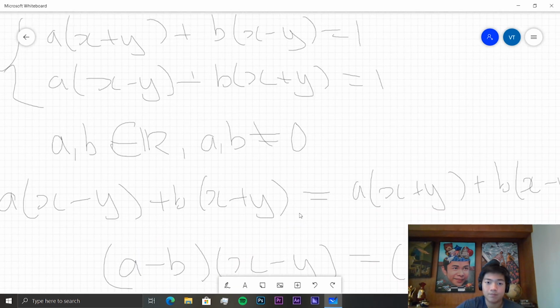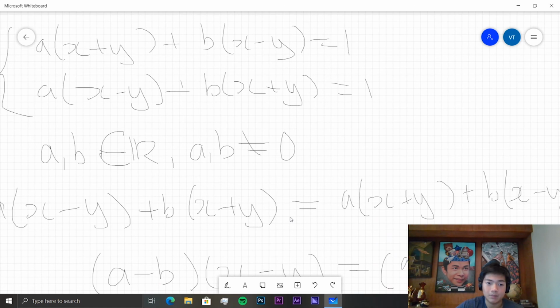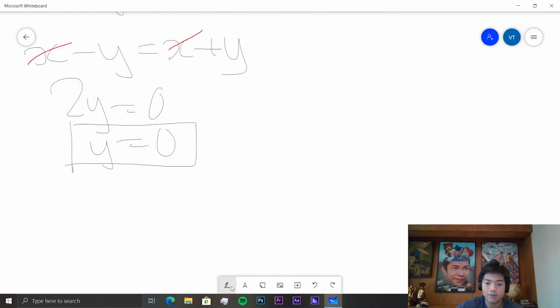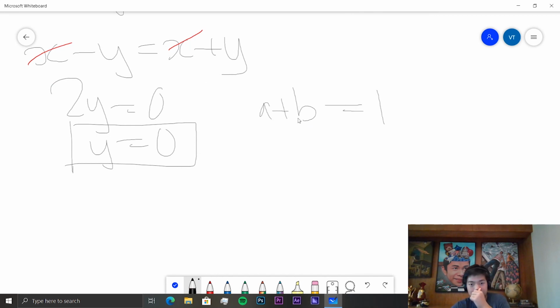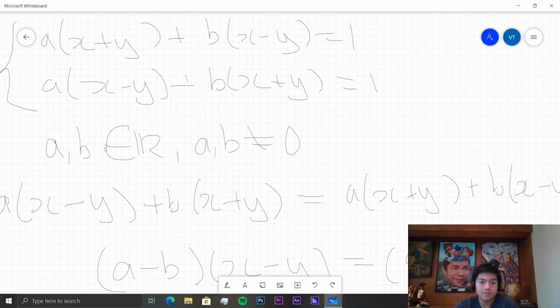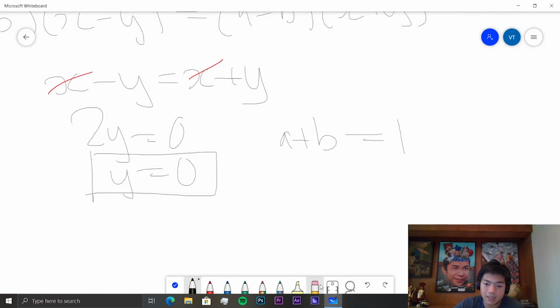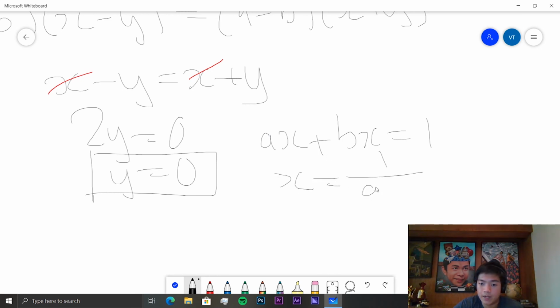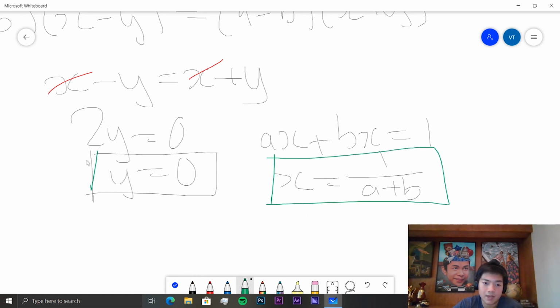So we have a times x plus b times x is equal to 1. A times x plus b times x is equal to 1. And so therefore, if we factor this out, x equals 1 over a plus b. So that is our expression in terms of a and b, and of course y has to be 0 for this to be true.